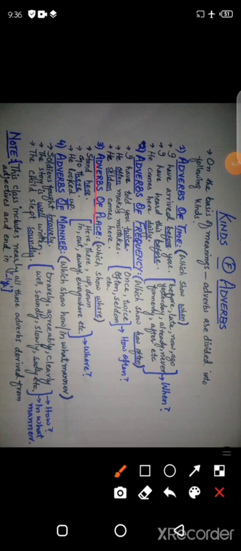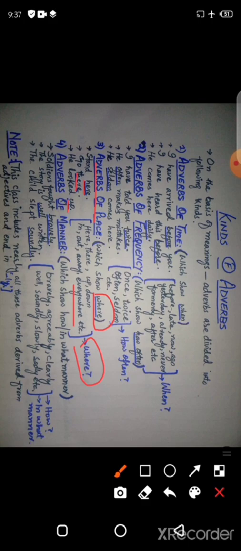Adverbs of place. So the question that we will ask is where. All those adverbs that show us where, or that answer the question where. For example, stand here, go there, he looked up. Stand where? Here. Go where? There. So here, there, up, down, in, out, away, everywhere, etc. are all those words that answer the question where.